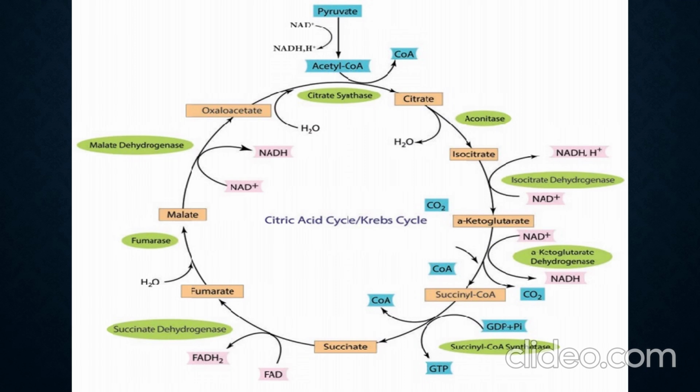Fourth step is formation of succinyl-CoA. Alpha ketoglutarate is oxidatively decarboxylated to form succinyl-CoA by the enzyme alpha ketoglutarate dehydrogenase. The NADH thus generated enters into the electron transport chain to generate ATPs. Another molecule of carbon dioxide is removed in this step. This is the irreversible step in the whole reaction cycle.